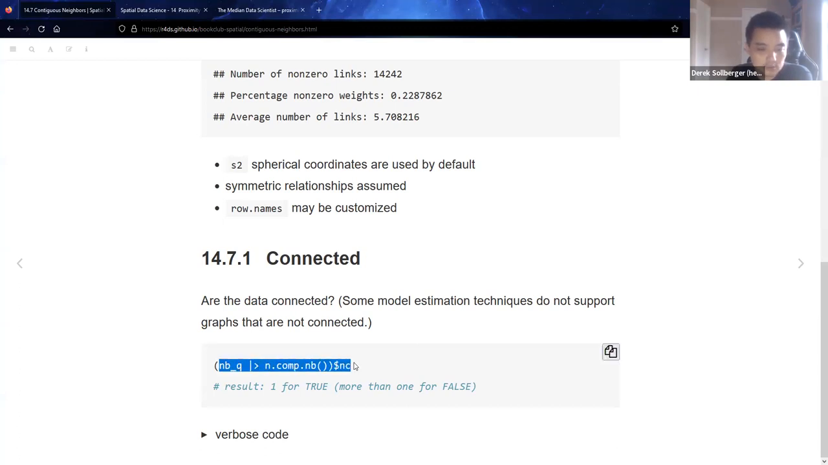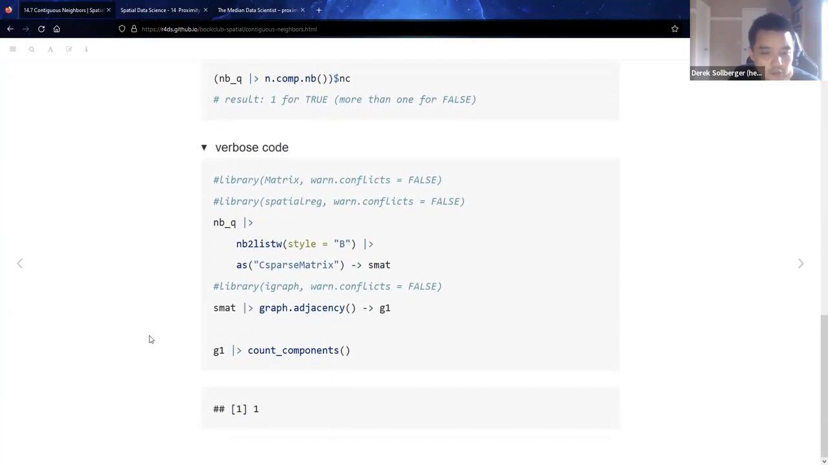So there's a very quick bit of code here that the authors use at times. What it does is it counts how many subgraphs there are. You want the number one in this situation. And if you have more than one, that's when you know something's wrong. In case anybody's curious later, the authors also did things in a more verbose way, but I'll hide that in the details.